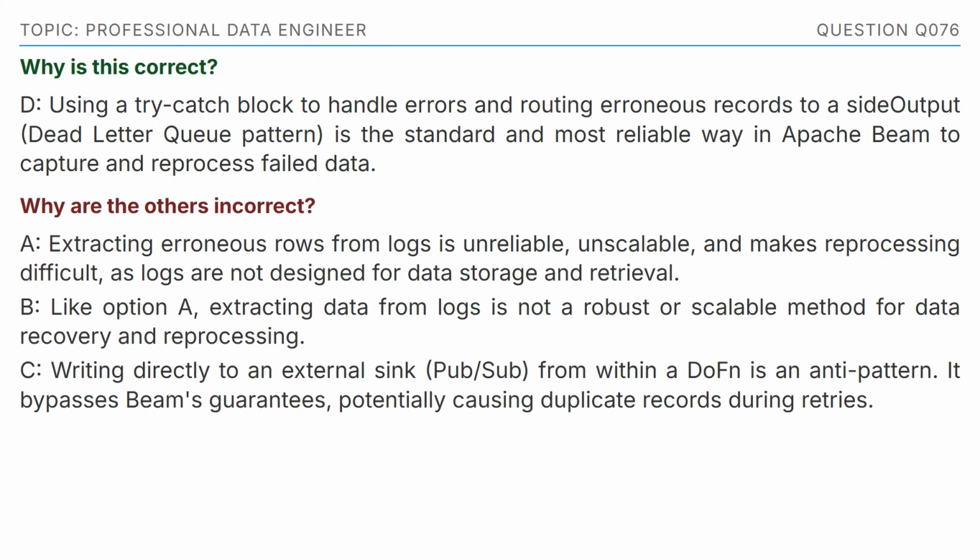Why are the others incorrect? A. Extracting erroneous rows from logs is unreliable, unscalable, and makes reprocessing difficult, as logs are not designed for data storage and retrieval. B. Like option A, extracting data from logs is not a robust or scalable method for data recovery and reprocessing. C. Writing directly to an external sink, pub/sub, from within a do-fn is an anti-pattern. It bypasses Beam's guarantees, potentially causing duplicate records during retries.